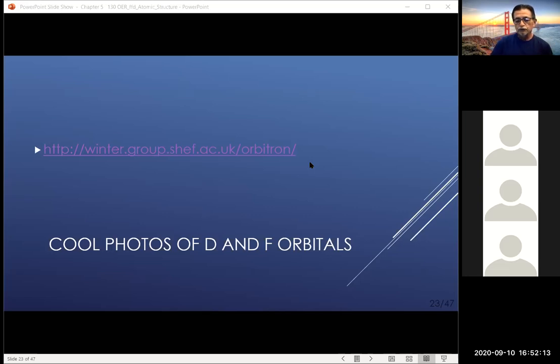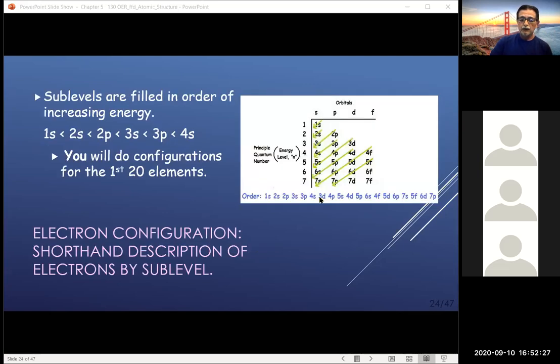So we're not going to talk too much about those, other than this: the S are round and the P's are dumbbell shaped, and there are 3 of them, okay? And as far as the D, there are 5 of them, and the F, there are 7 of them. Okay, now we're going to get into what's called the electron configuration. And that is a method of how to depict where the electrons exist in the elements.